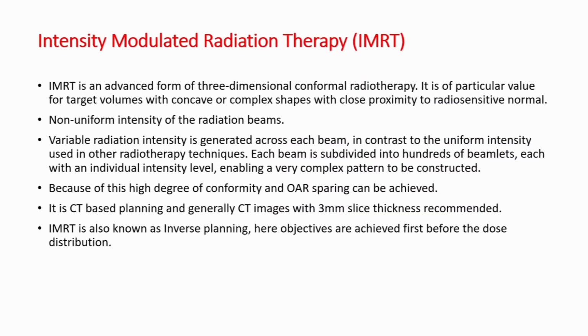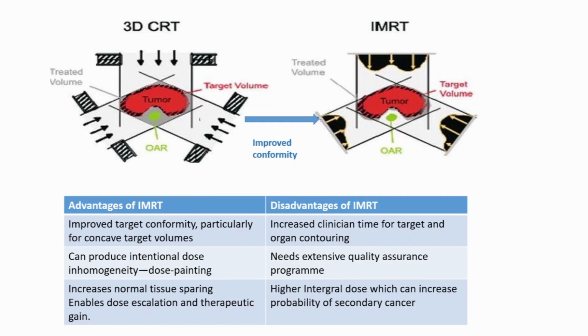It is CT based planning, and generally CT images with 3 mm slice thickness are recommended. IMRT is also known as inverse planning. Here the objectives are set first, before we find the dose distribution. So 3D CRT, as I said, is a forward planning technique and IMRT is an inverse planning technique. In 3D CRT a slice thickness of 5 mm is recommended, but in IMRT a slice thickness of 3 mm is recommended. Now you can look at the figure.